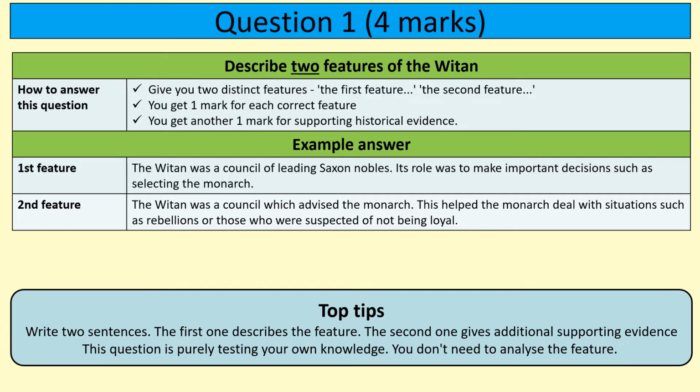So some top tips: write 2 sentences. The first one describes the feature, the second one gives additional supporting evidence. The question is purely testing your own knowledge, so you don't need to analyze the feature. You don't need to talk about whether Witan was good at what it did or its limitations or anything like that. You are just recalling key knowledge for this question.